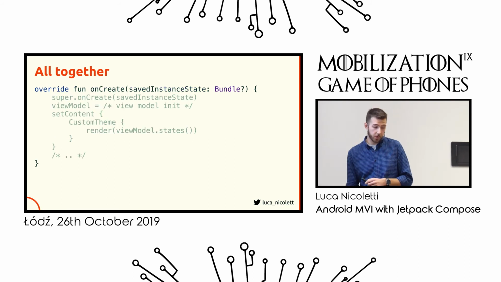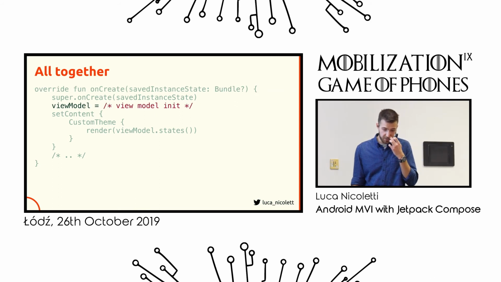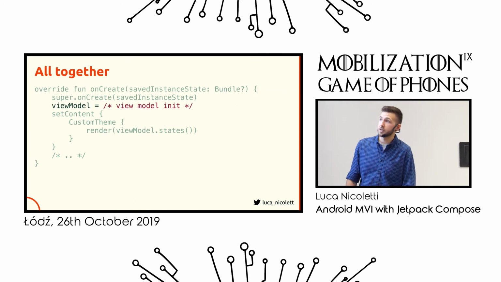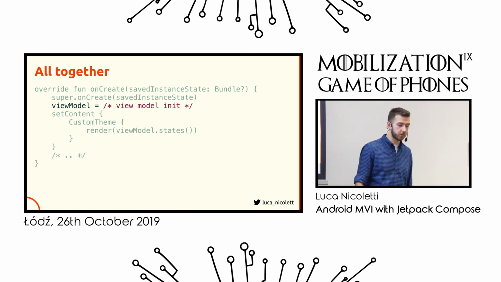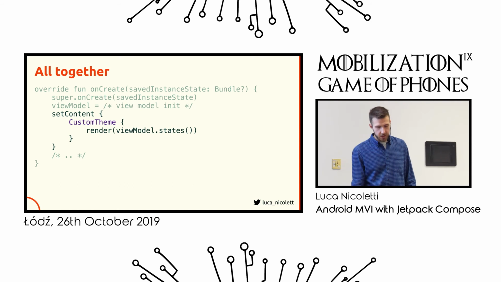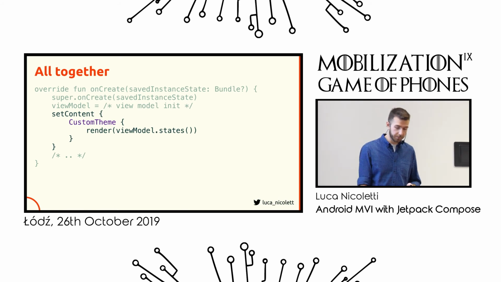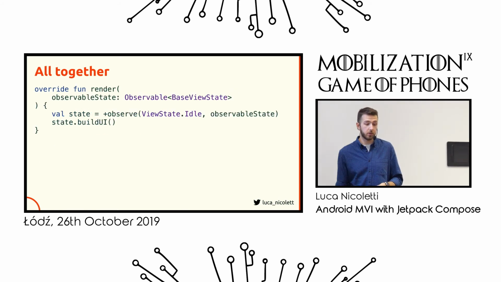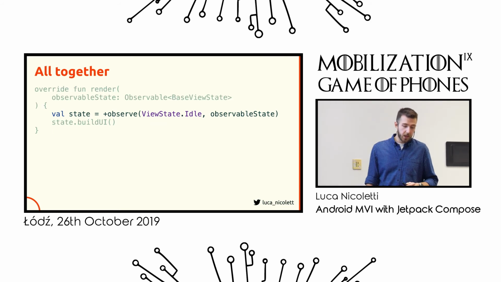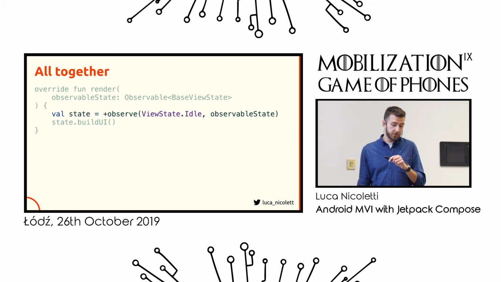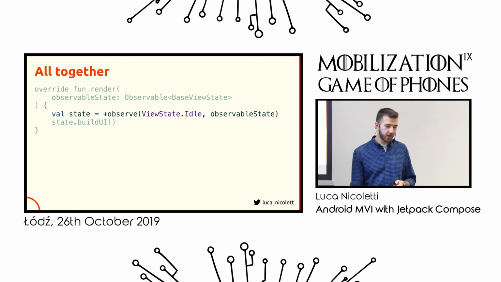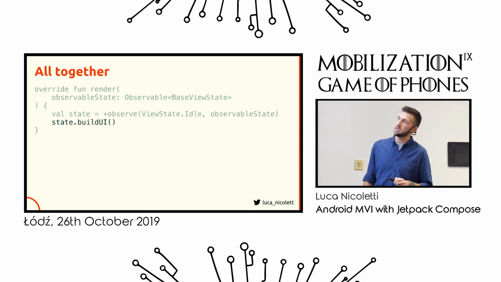We start from the onCreate function of the activity. We set up the business logic component of our application, be it a view model or presenter or whatever. And then inside the setContent function, we could set up a theme and render the state that our business logic emits every time. The render function accepts an observable on our view state, which is pretty easy. It sets up a state by observing the observable that emits from the business logic, providing an initial value, and then you just need to call this state.buildUI.